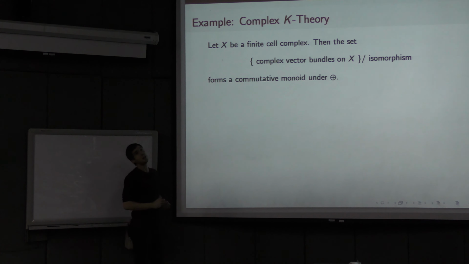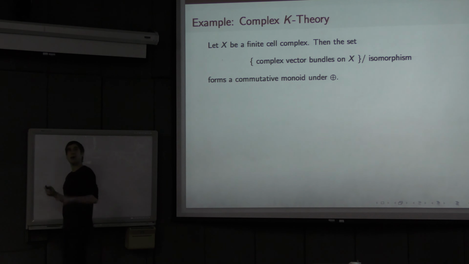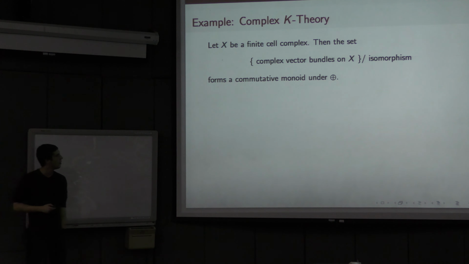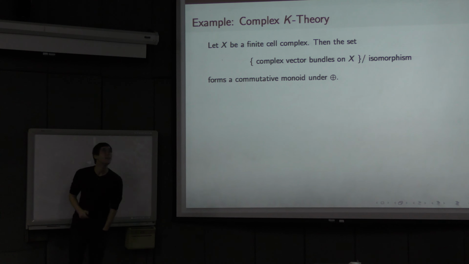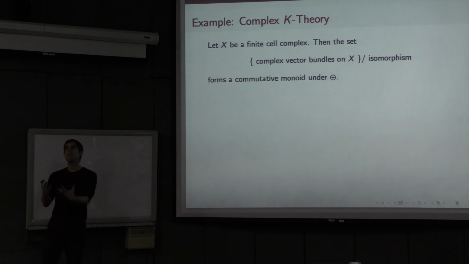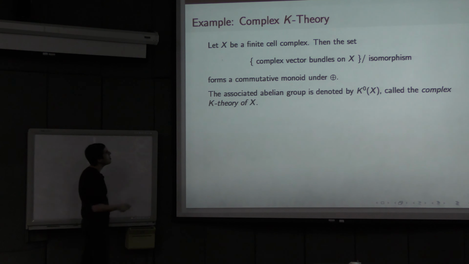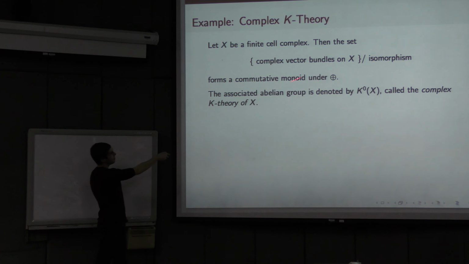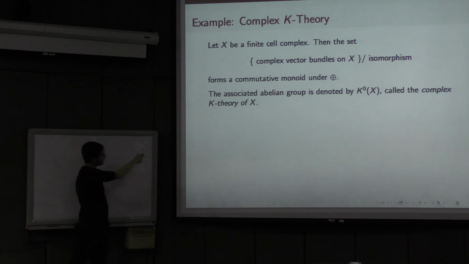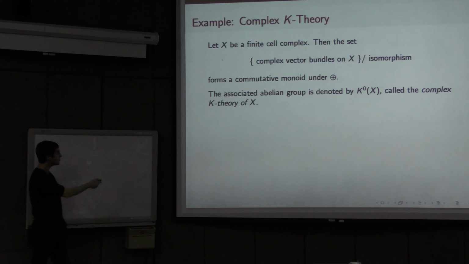The set of isomorphism classes has an addition given by taking direct sums of complex vector bundles. And that makes this collection of isomorphism classes into a commutative monoid. Now this commutative monoid is usually not an abelian group. You can add vector bundles together, but you can't subtract them. But whenever you have a commutative monoid, you can build an abelian group by just formally adjoining additive inverses to anything. And if you do that in this case, you get an invariant which is denoted by K0 of X and called the complex K-theory of X.